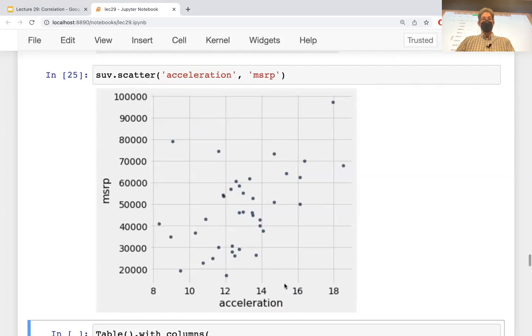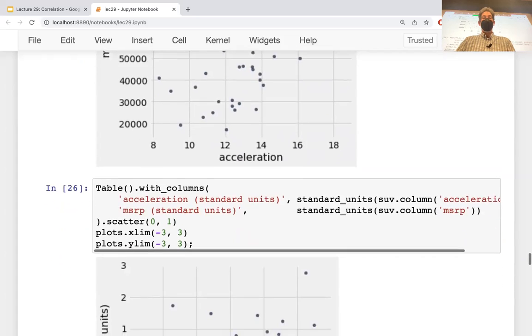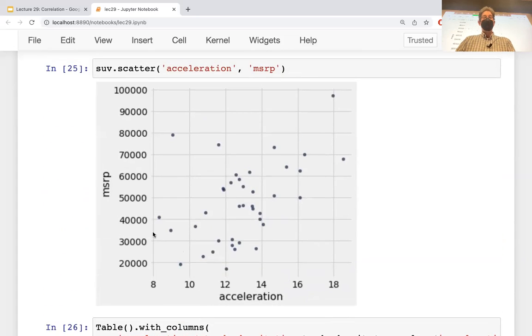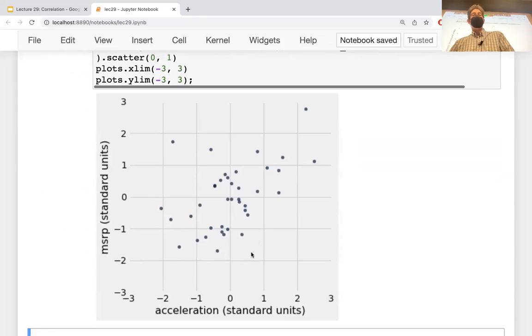And likewise, we could have the acceleration versus cost and build that version in standard units. So acceleration linearly associated in a positive direction with cost, and that is true if you express it in standard units as well. And everything's within plus or minus a few SDs of the average. So that's how data works. Okay.